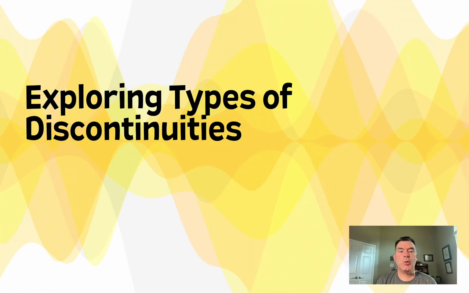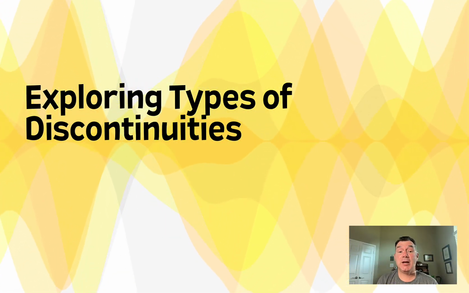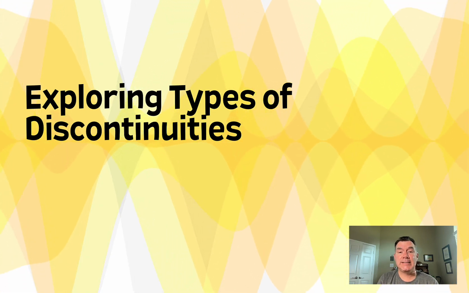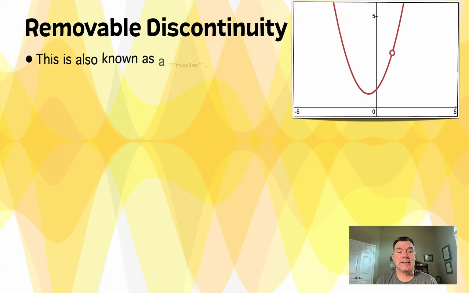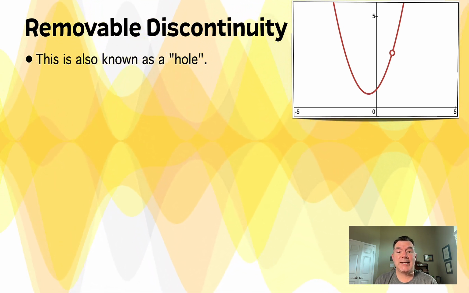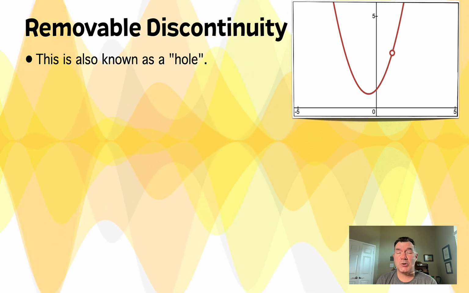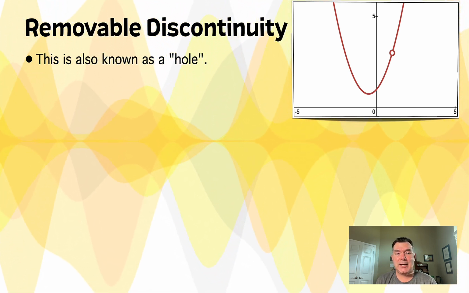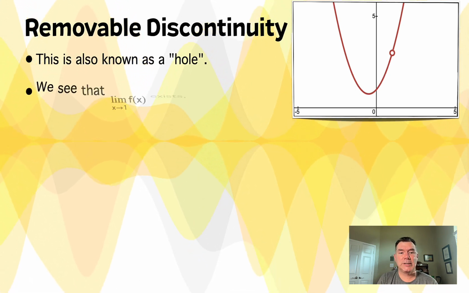Hello again. Today we're going to be exploring different types of discontinuities. Those are those things that prevent a function from being continuous for all x. So let's get started. The first type of discontinuity we can talk about is a removable discontinuity. This is also known as a hole, but that's just when we're talking familiarly about it. We will technically call it a removable discontinuity.